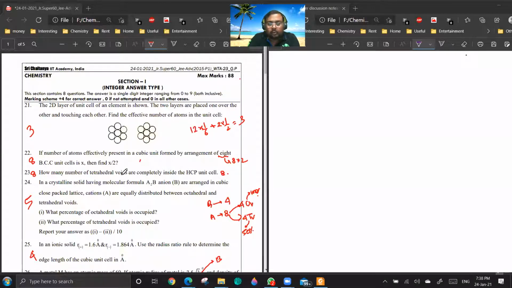If you are having any doubts. 21. No doubt, sir? No, that's good. 21 is basically HCP if you minus unit cell minus the middle layer. In that case, basically you are having 12 corner atoms and 2 face center atoms. It will be 3. Okay. 21 to 25, no doubts. I think most of the questions are straightforward.